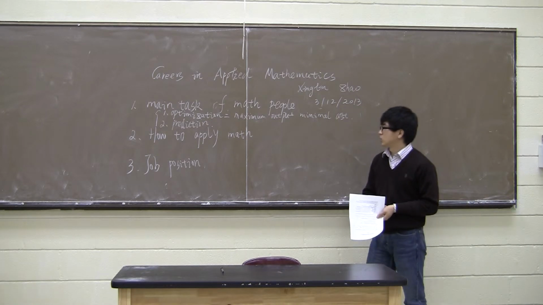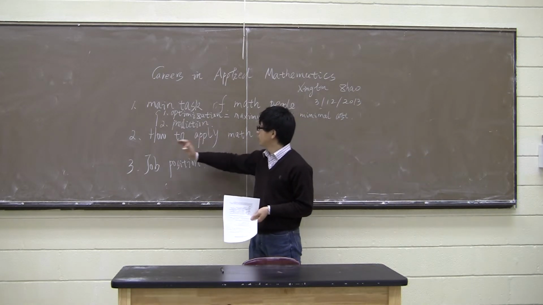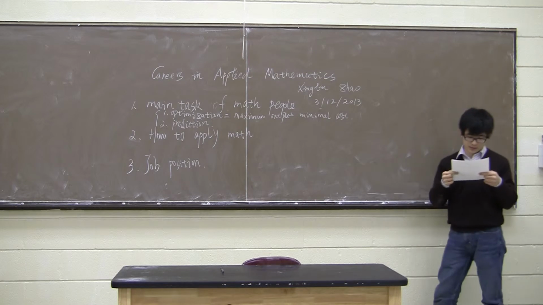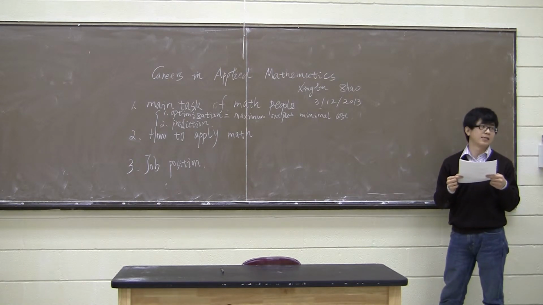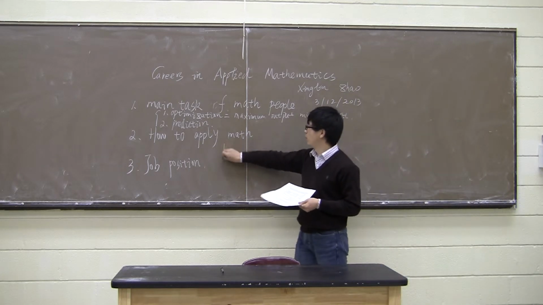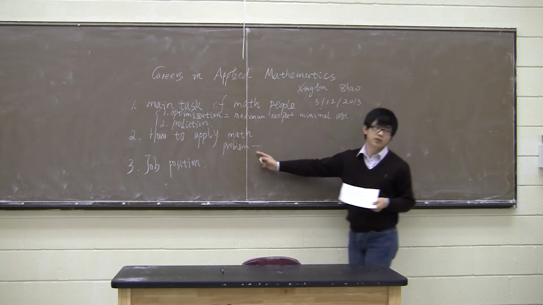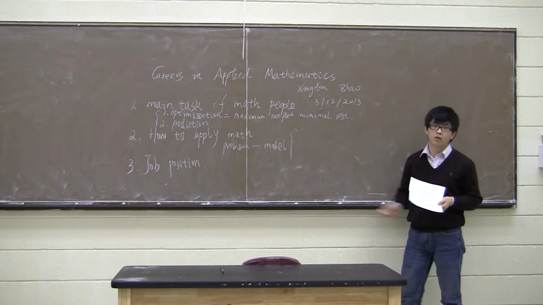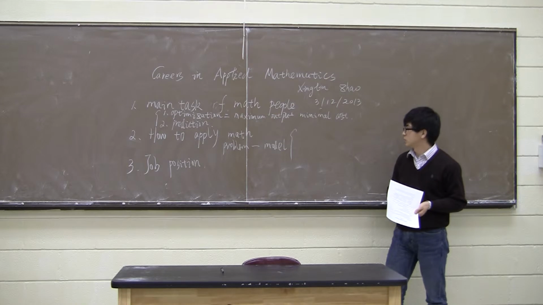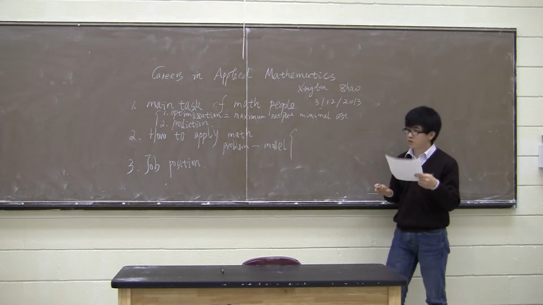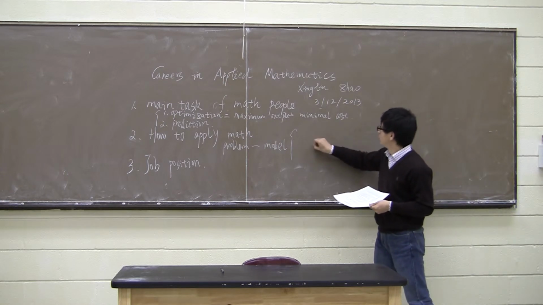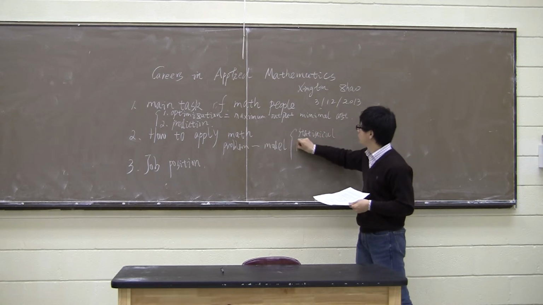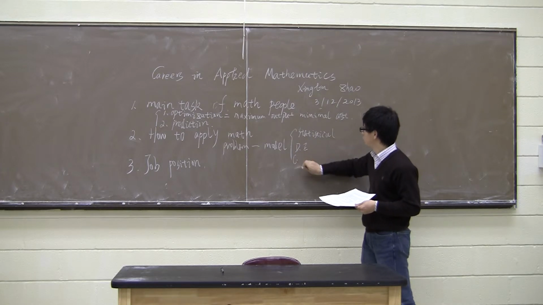And then let's take a look at how to apply mathematics. The procedure is typical, as I mentioned last time. First, if we have a problem, then we build a mathematical model. The model could be statistical, or based on differential equations, or some computational geometry.